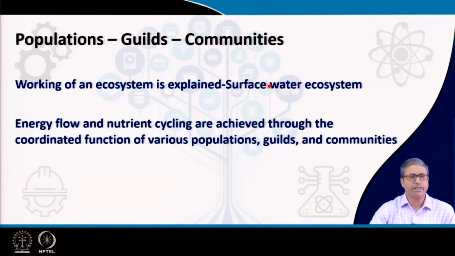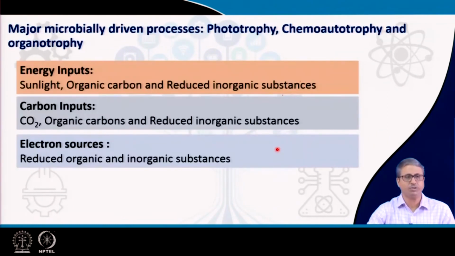environment. Now, energy flow and nutrient cycling in any ecosystem are achieved through the coordinated function of various populations. So, remember, these populations we are referring to are the microbial populations, which are represented by numerous species. So, each population is basically a specific species, and these populations group together to form the guilds and the community. So, the energy flow and nutrient cycling are achieved as the populations interact or interlink through their metabolic relatedness, and they form the guilds, and the guilds form the communities.